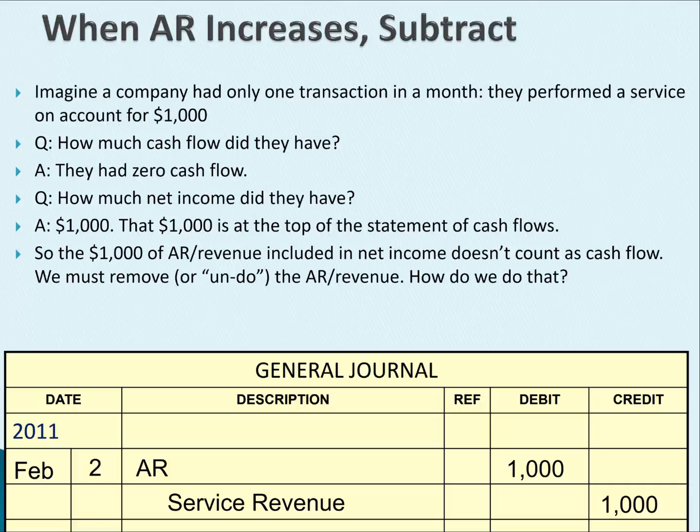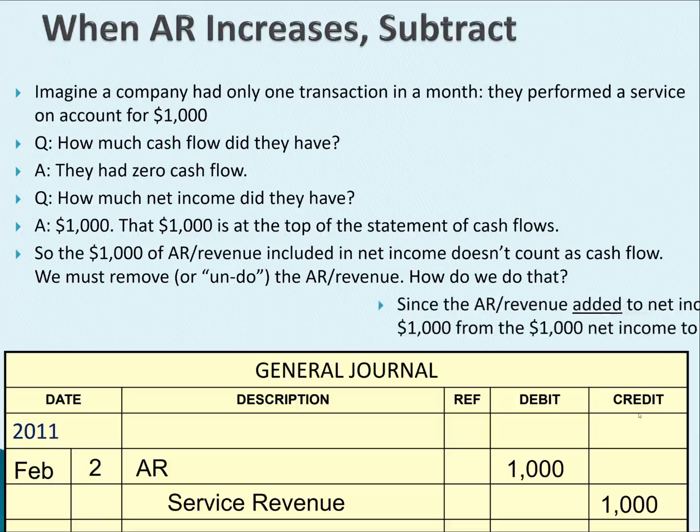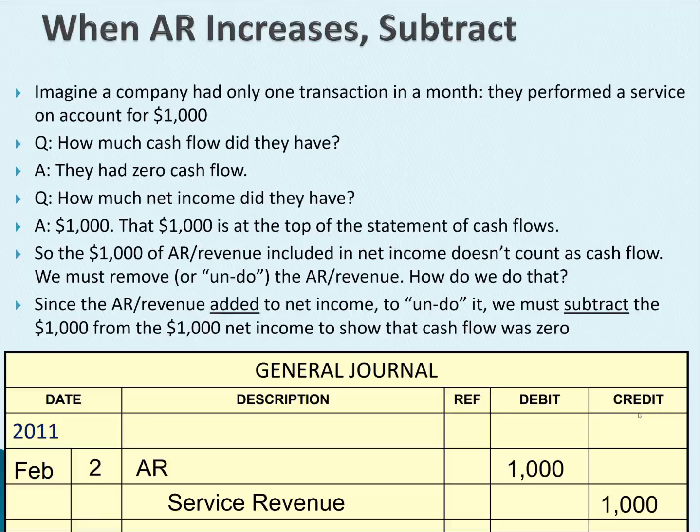Well, you have to back out or undo or remove the increase in AR. Why? Because the AR increase is included in net income because there's revenue associated with it, but it does not count as cash flow. So since it added to net income but did not involve cash flow, you have to undo it or remove it. So you have to subtract the increase.